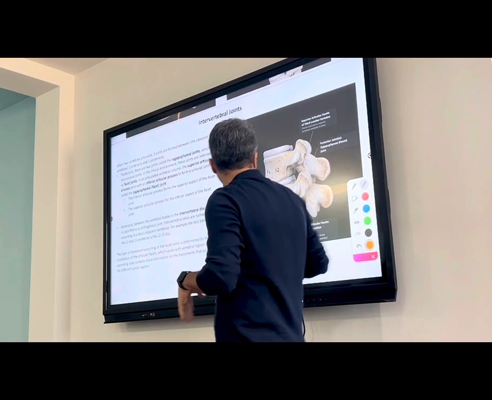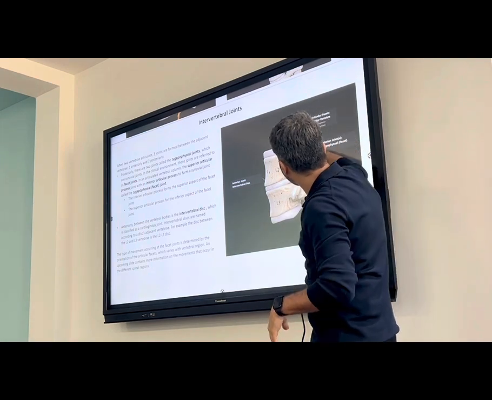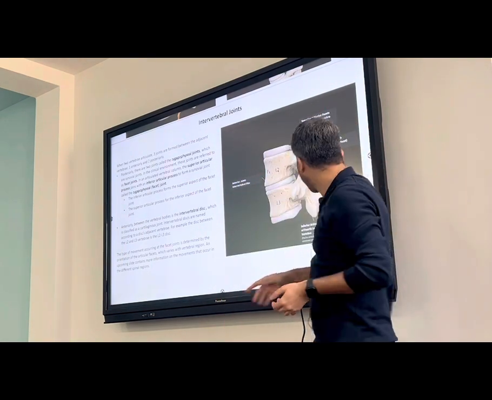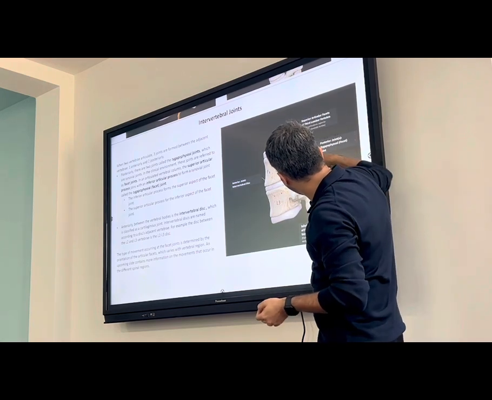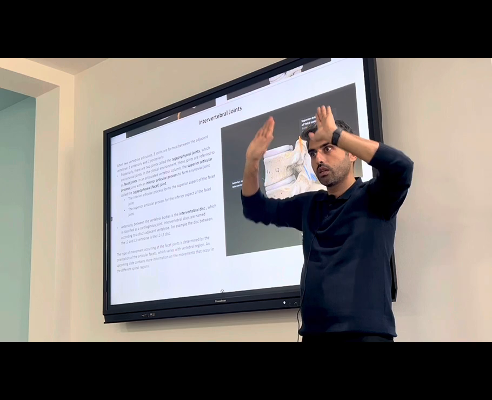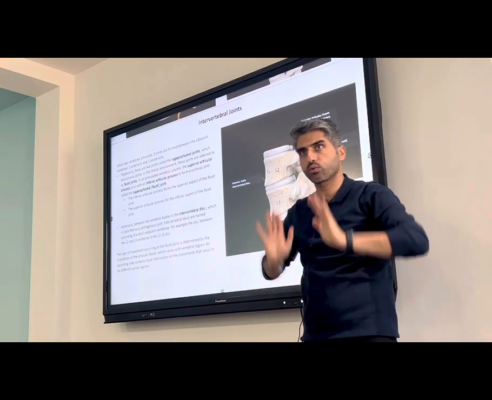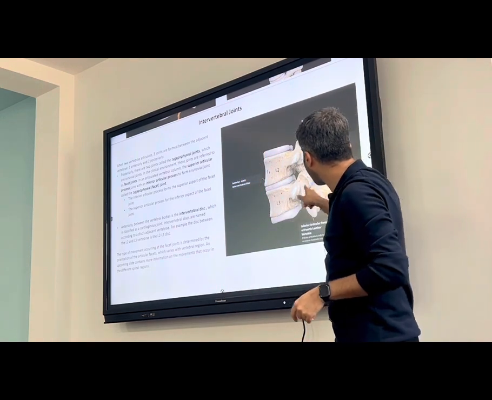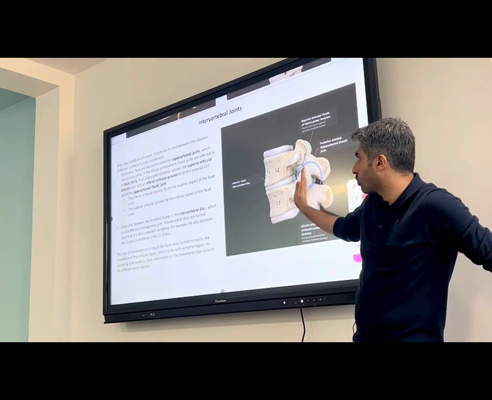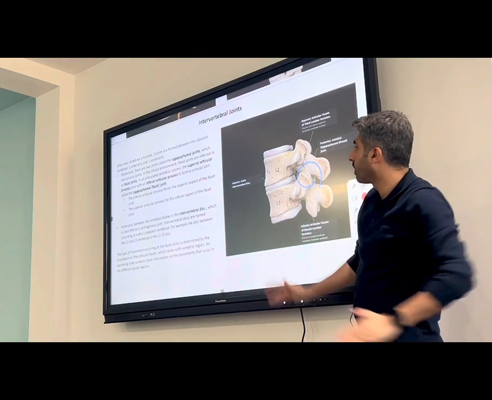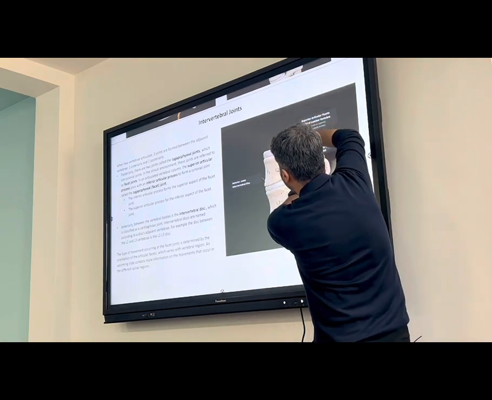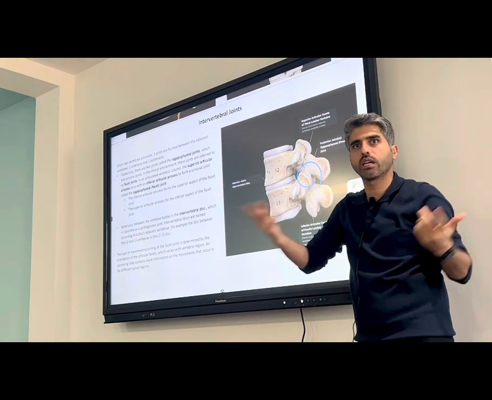Some processes go up like this: superior articular process. Two processes go down like this: inferior articular process. So they attach together, up to the down, down to the top. So here again we have a joint. Look here, between the superior articular process of L3 and the inferior articular process of L2, here we have a joint.